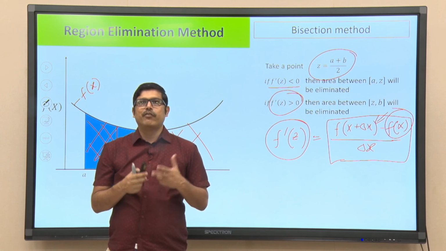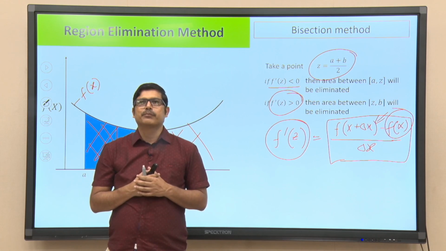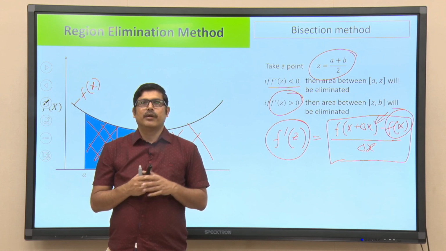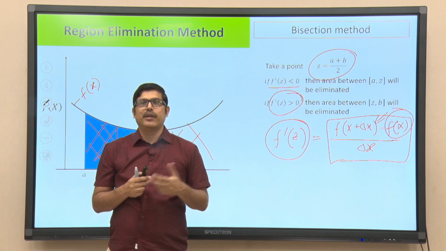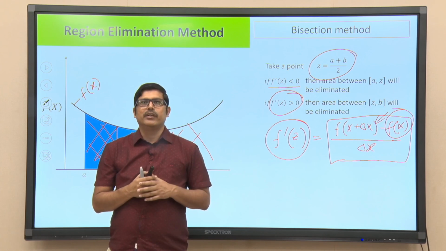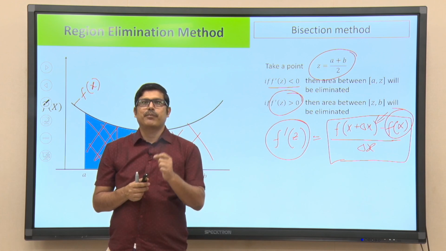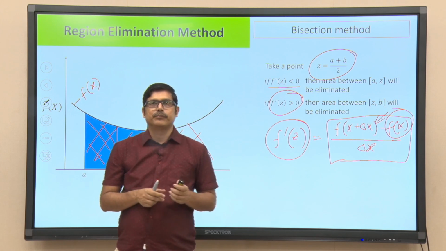Therefore, every iteration you are eliminating 50% of the area and there are two function evaluations. So, per function evaluation I am eliminating 25% of the area. You can say this is similar to the interval halving method in terms of computational complexity, is it not? So, every function evaluation I am eliminating 25% of the region.